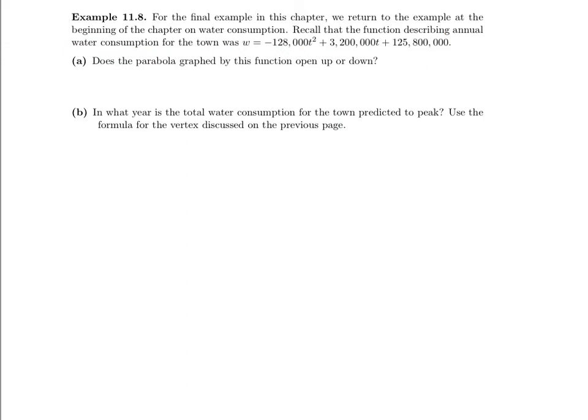In the earlier example, we drew a graph of this function, or a partial graph of it. We can reconstruct it here quickly. So here was t, time, and W, and the graph generally looked like this. Let's look at part A. Does the parabola graphed by this function open up or down?